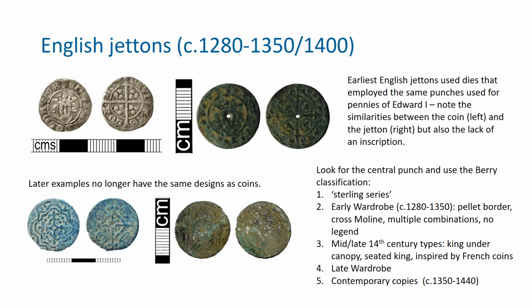Let's start with England. From the late 13th century, we start to get Jettons that we know were being made in England. These were decorated on both sides. Returning to the point that coins were being used for accountancy purposes before Jettons, we can suggest that there was a close relationship between coins and Jettons because the earliest Jettons made in this country were struck with dies that employed the punches used for the pennies of Edward I. See the comparison pictured in the top row.